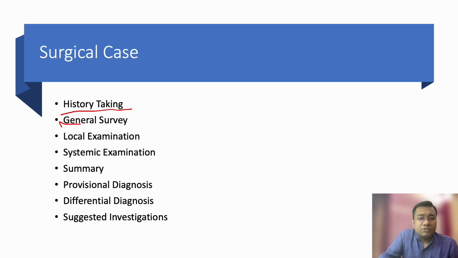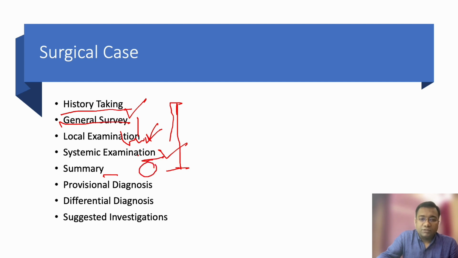Then the next step is the general survey. Then you come to the examination, that is the local examination and the systemic examination. After you complete this part, you summarize the whole case. So start with history taking, then do a general survey, then a local examination, and a proper systemic examination. Now you summarize your whole case and give a provisional diagnosis.